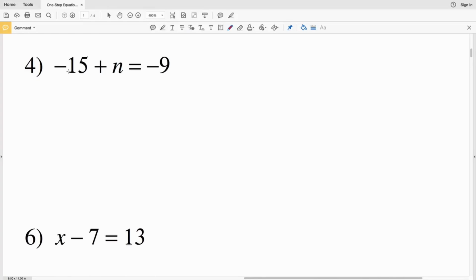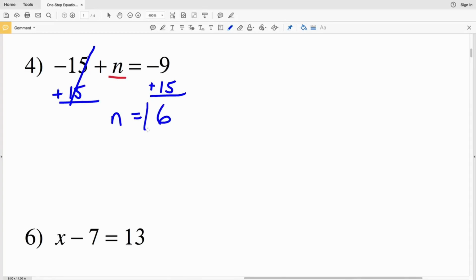Number 4, we have negative 15 plus n is equivalent to negative 9. We're doing the same thing even with negatives. We're subtracting that negative 15 to isolate the n. However, when you subtract a negative, it is the same as adding a positive. So if we subtracted a negative 15, that's really the same as adding 15. And we know that negative 15 plus 15 is 0. So that's going to leave us with n on our left side of the equation. And then if we add 15 to the right, we are going to get negative 9 plus 15, which is equal to 6.